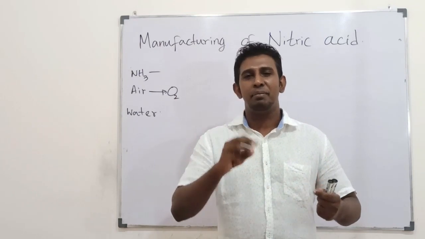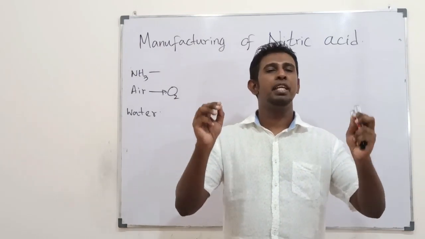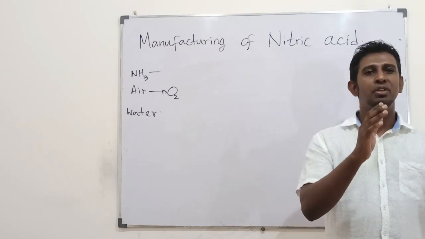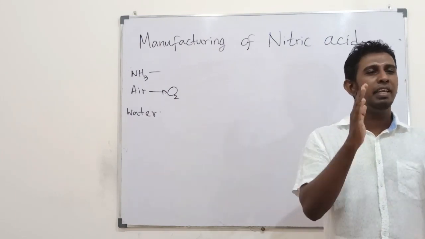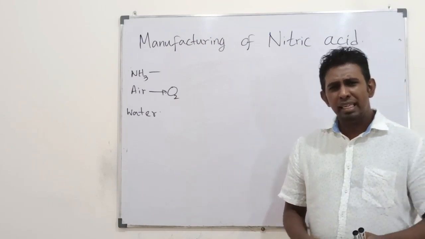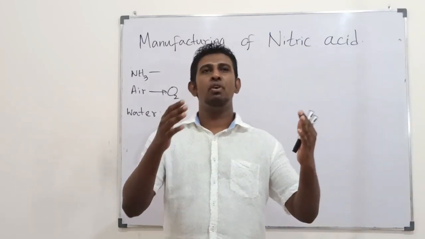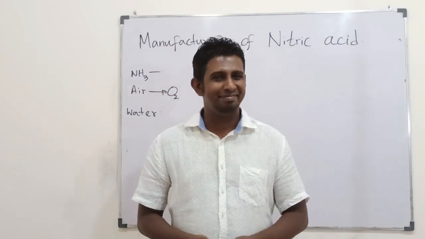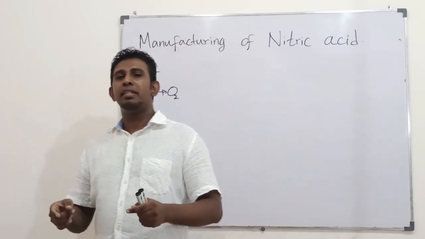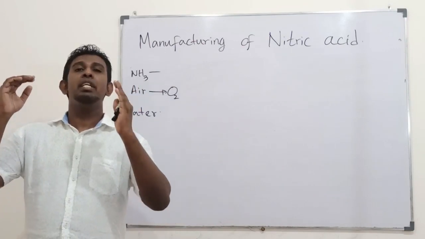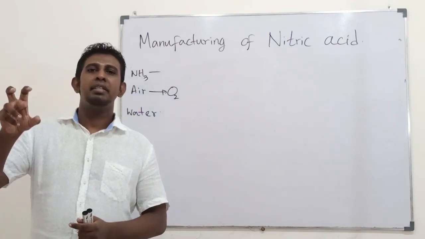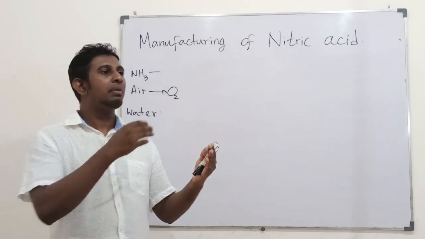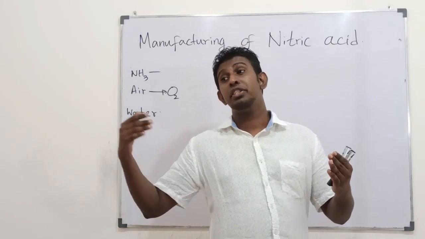It follows 3 steps. It's a 3-step process. The first step is oxidation of ammonia into nitric oxide. This is the very first step. Then in the second step, that nitric oxide formed would be further oxidized into nitrogen dioxide. In the third step, they are going to dissolve that in water to get nitric acid. That's the plan, that's the program. That's what they follow in those 3 steps.